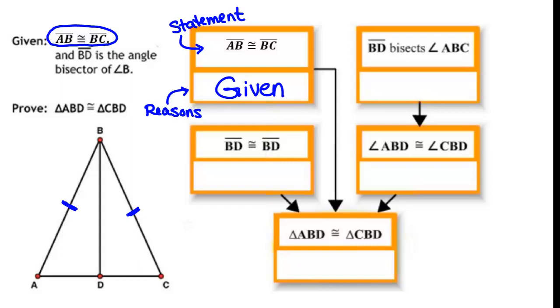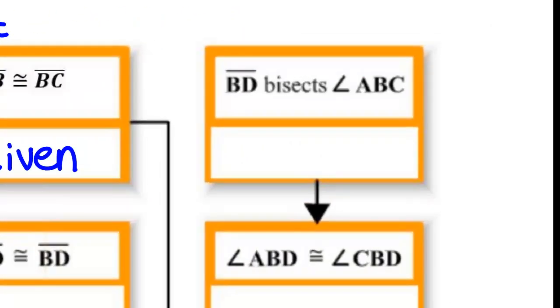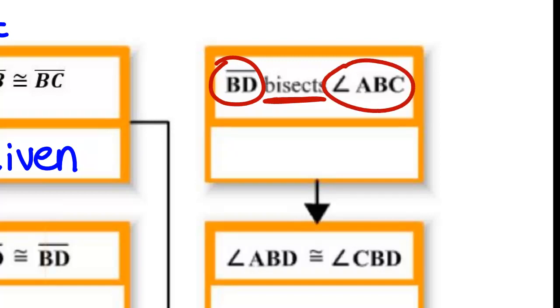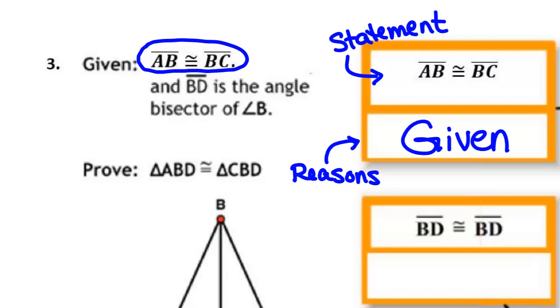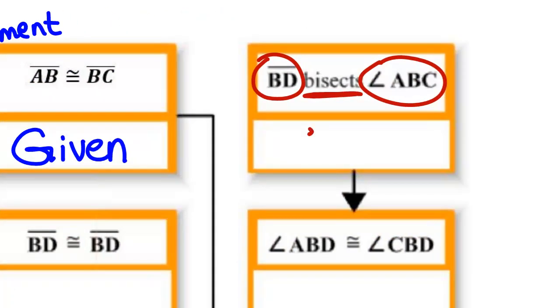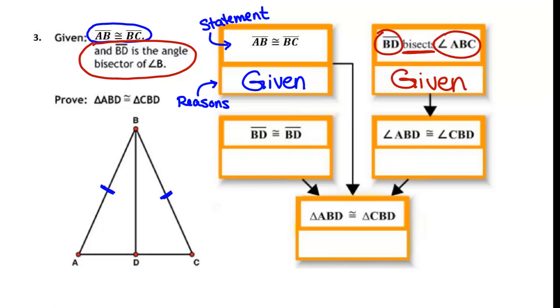So let's come over here to the right. It says that segment BD is bisecting angle ABC. Why are we allowed to say that? It is given. And now we're going to use that piece of information to make another statement here. It says BD, where's BD in my picture? BD is right here. It says it is bisecting angle ABC, this angle right here.